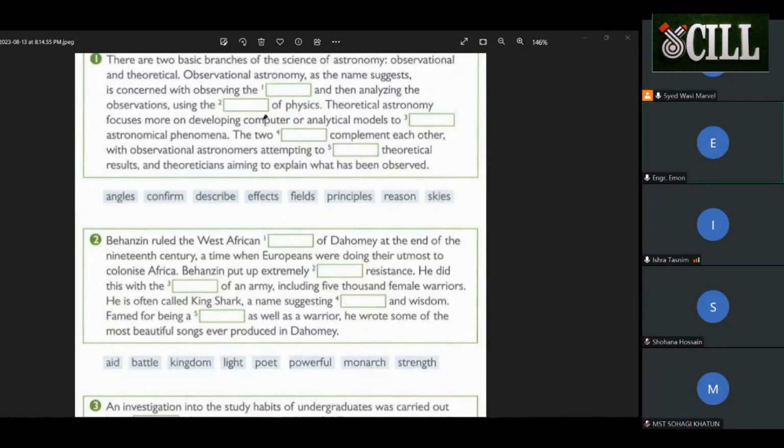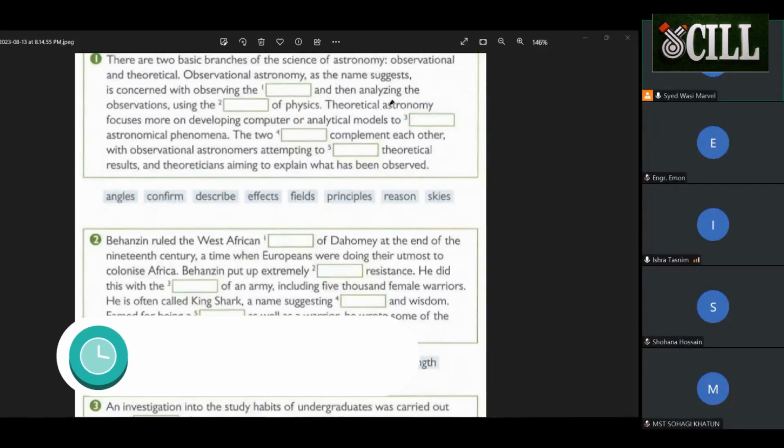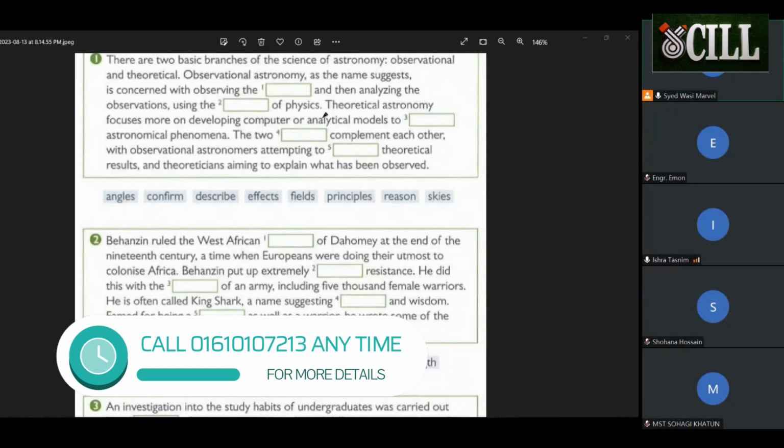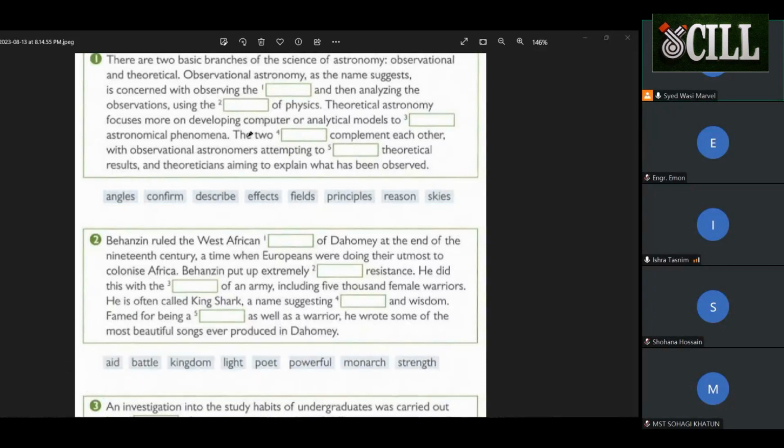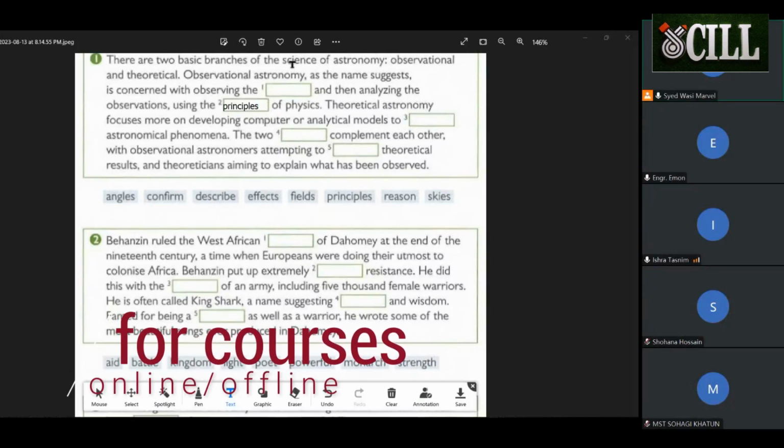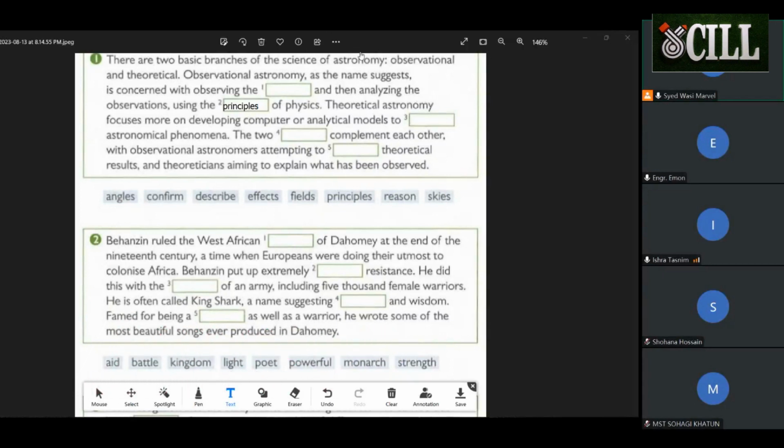Principles means the rules of physics. I don't remember the word in Bengali, but anyway you have to think in terms of English. Physics always has principles because it is governed by principles, right? It's all about logic and rules and stuff. These are principles. So principles of physics, because physics has principles.